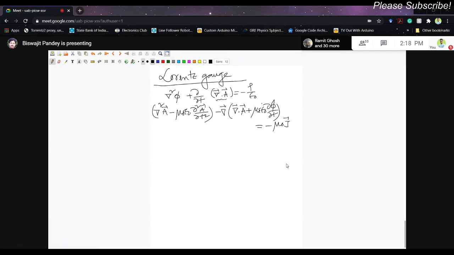If I want to make this term 0, the condition that is required is divergence of A. So Lorentz gauge is divergence of A equal to, say, for example, minus mu naught epsilon naught del phi del t, right? This is the condition that we want to impose. So this is our preferred gauge condition.